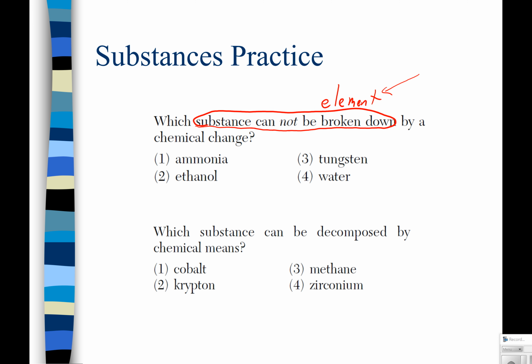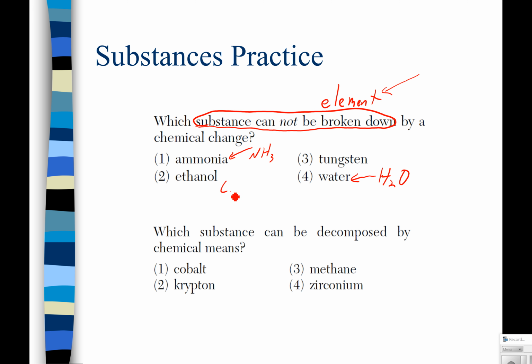And some of these might not be as familiar, but they will become familiar. Water, you're probably familiar with. That is a compound. It has a formula of H2O. Ammonia is also a compound. It has a formula of NH3, and we can find these in our reference table.